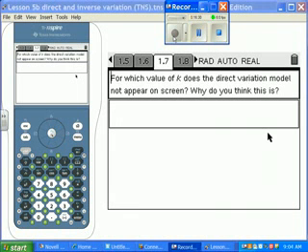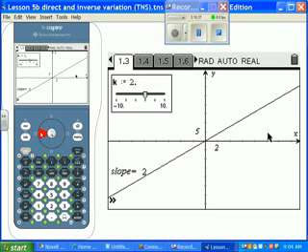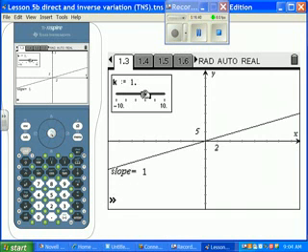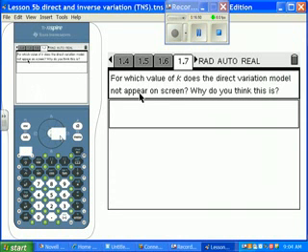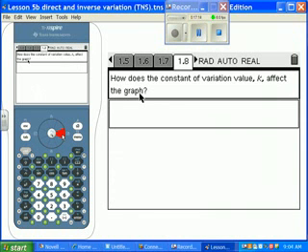For what value of K does the direct variation model not appear on the screen? So go back to your graph and take the slider and move it around. When do we see that it doesn't appear? When K is 0, when the slope is 0. So we're going to say 0 here. Why? There's no slope. Where is that line? On the x-axis. Very good. So we put 0, because there's no slope.